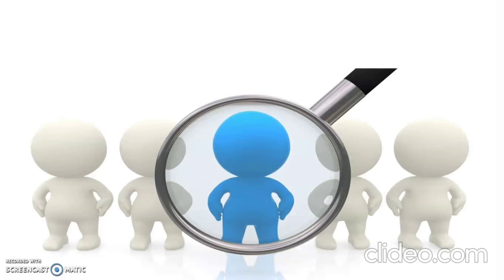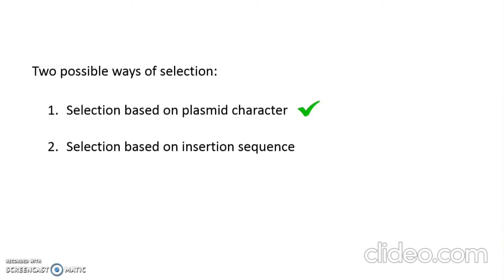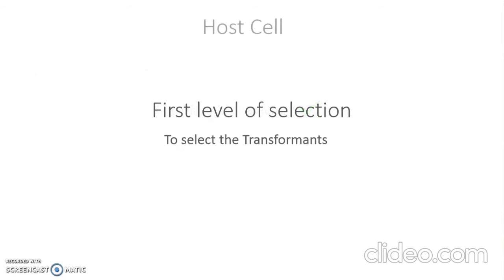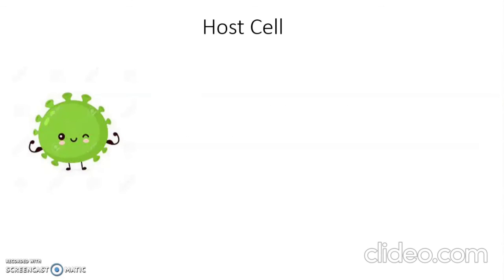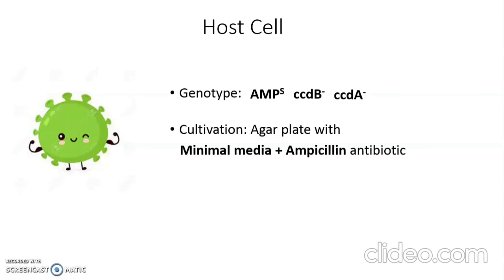After transformation, Paul performs selection to ensure the successful cloning. The 2 possible ways of selection are selection based on the plasmid character and selection based on the insertional sequence. For his first level of selection, Paul chooses selection based on the plasmid character. The recombinant plasmids are transformed into an ampicillin-sensitive, ccdB negative and ccdA negative host cell, because our plasmids are ampicillin resistant and contain the ccdB toxin, for which ccdA can counteract as antitoxin. The host is cultivated in a minimal media with ampicillin antibiotic to ensure the growth of the desired cells.